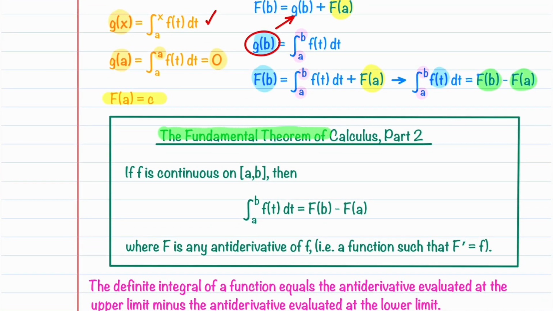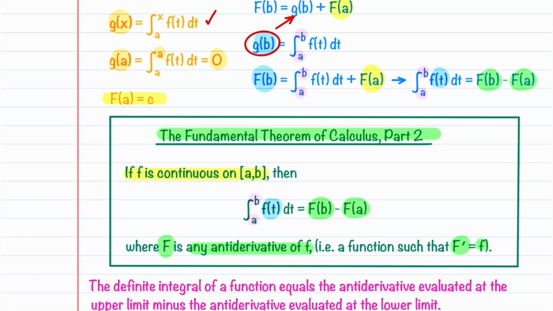The Fundamental Theorem of Calculus Part 2 tells us that if f is continuous on the closed interval from a to b, that's super important. The theorem does not apply if f isn't continuous on that interval. Then the integral from a to b of f of t dt is equal to capital F of b minus capital F of a, where capital F is any antiderivative of little f. In other words, it's a function such that the derivative of capital F is equal to little f.